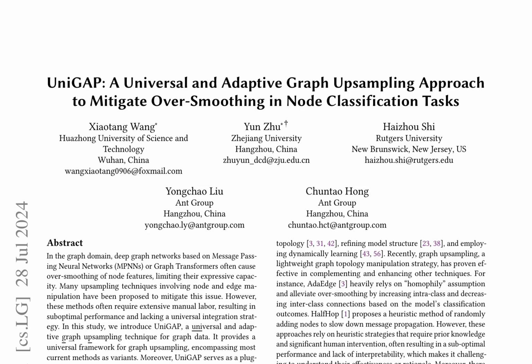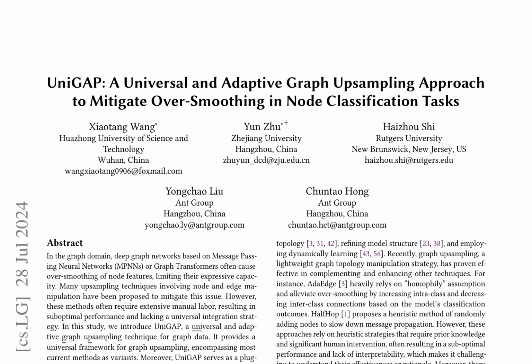In the graph domain, deep graph networks often suffer from oversmoothing of node features, limiting their expressive capacity. To address this issue, researchers have explored various upsampling techniques involving node and edge manipulation. However, these methods typically require extensive manual labor and lack a universal integration strategy. To overcome these limitations, we propose UniGAP, a universal and adaptive graph upsampling technique for graph data.